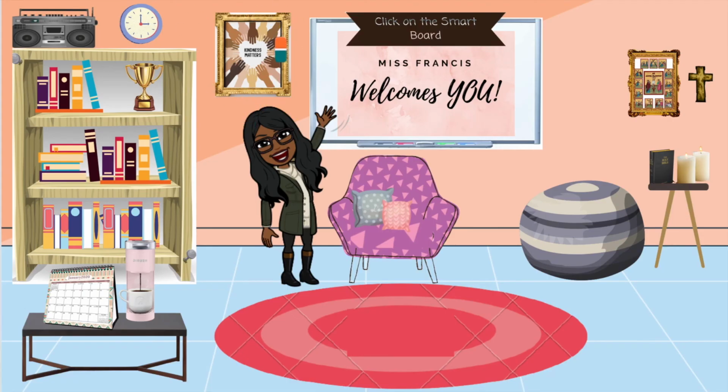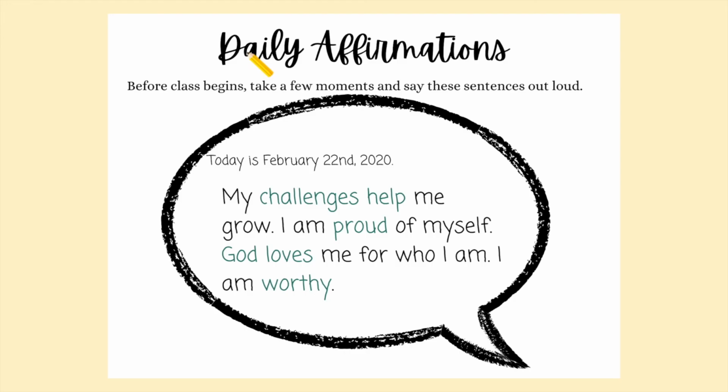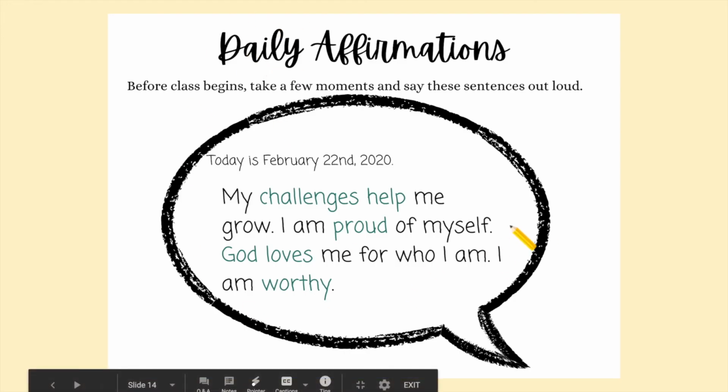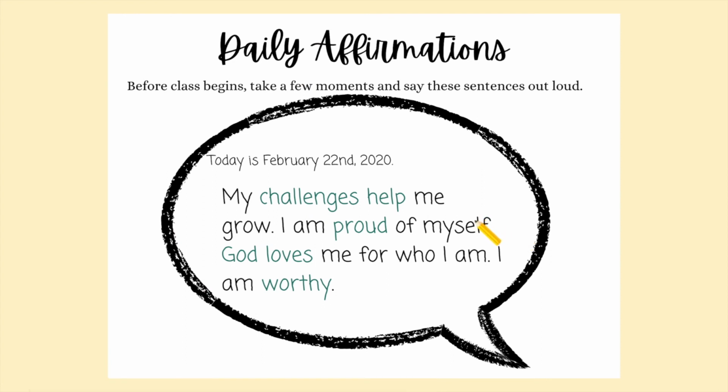Lastly, we will click on our diversity frame. This frame is also theme-based, as I mentioned before. So I decided this time our theme will be centered around accepting one another for our differences, being kind to one another, and especially being kind to ourselves. So clicking on this leads to our daily affirmation slide. So before class begins, students will take a few moments and say these sentences out loud. And if they need to, they can repeat it once or twice.